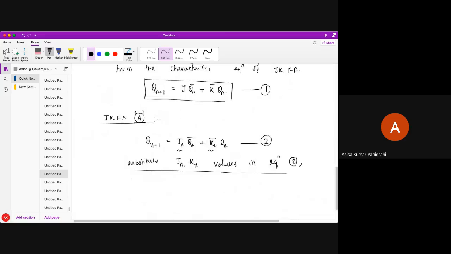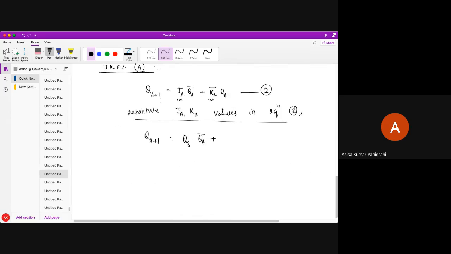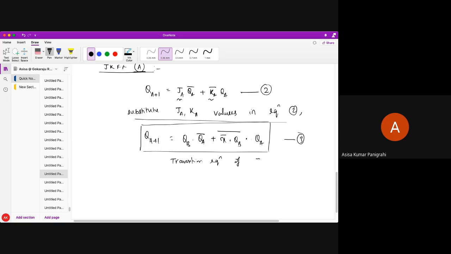J is what? QB. So my QA plus 1 has J as QB, and this QA bar is as it is. And K bar is what? K is X bar and QB, so I have written X bar and QB, whole bar, and QA. Are you understanding? It's very simple. Now I have got equation number 3, which is called the transition equation of JK flip-flop A. Understand? This is my transition equation of JK flip-flop A.